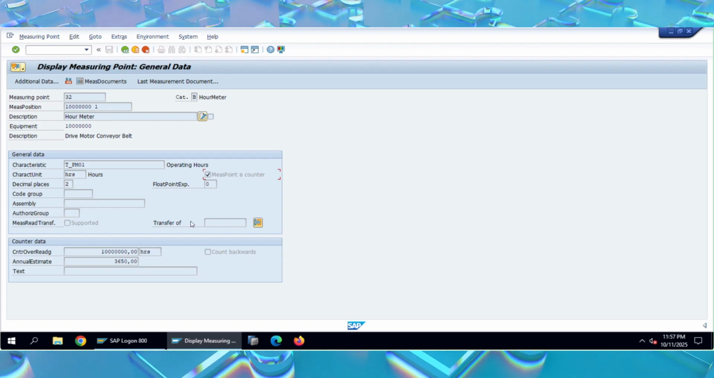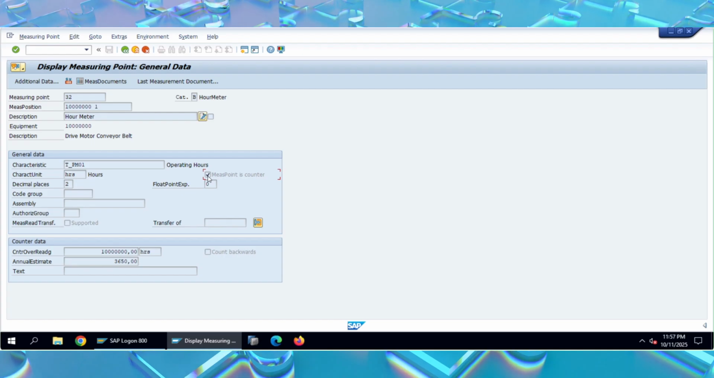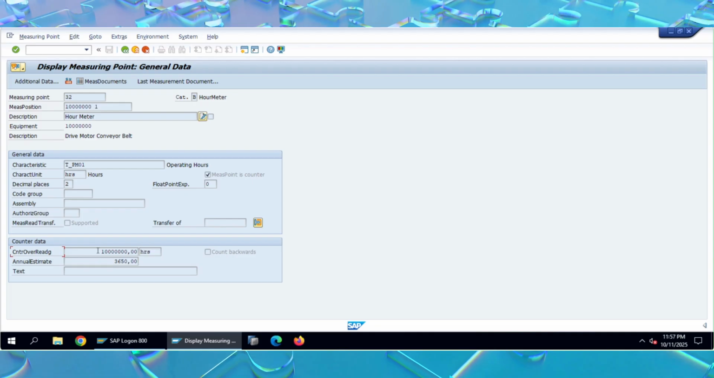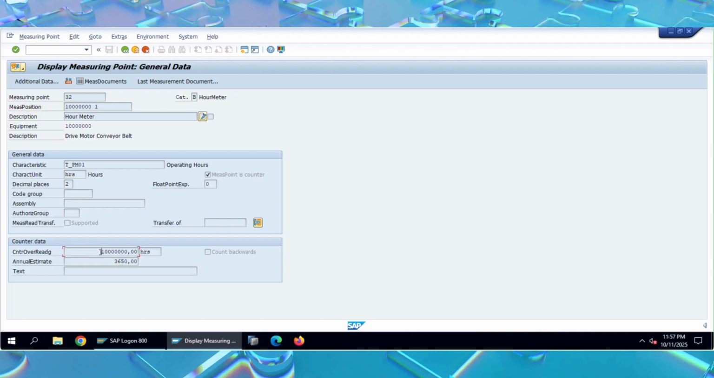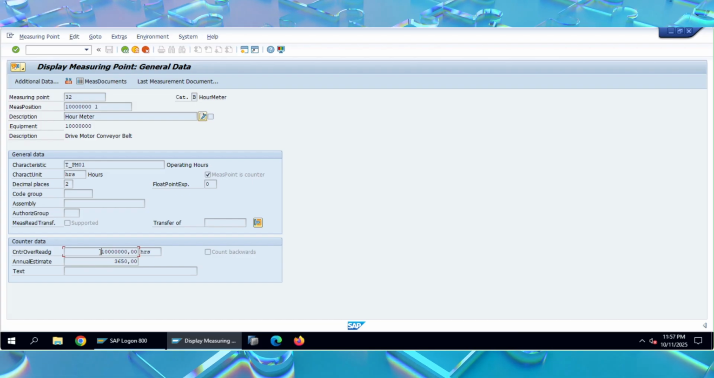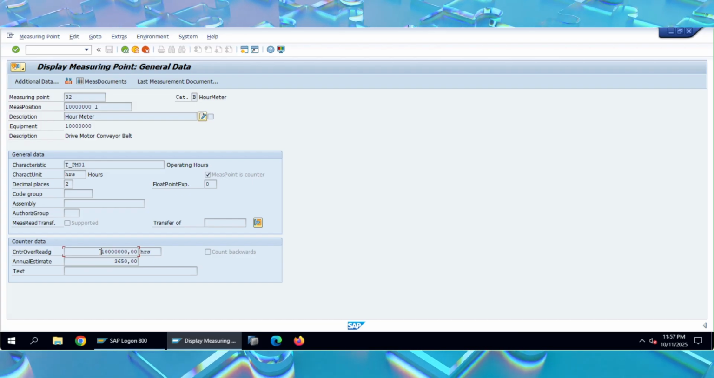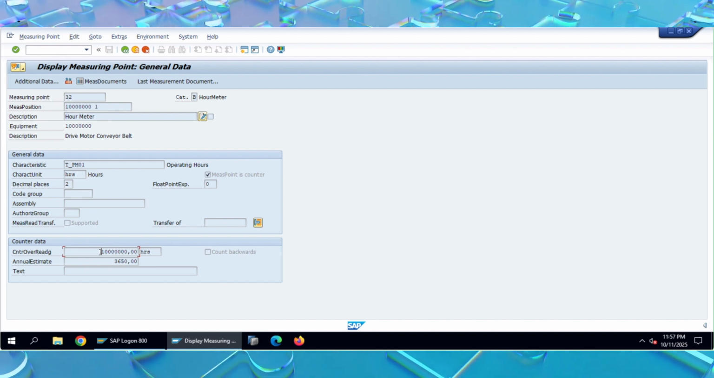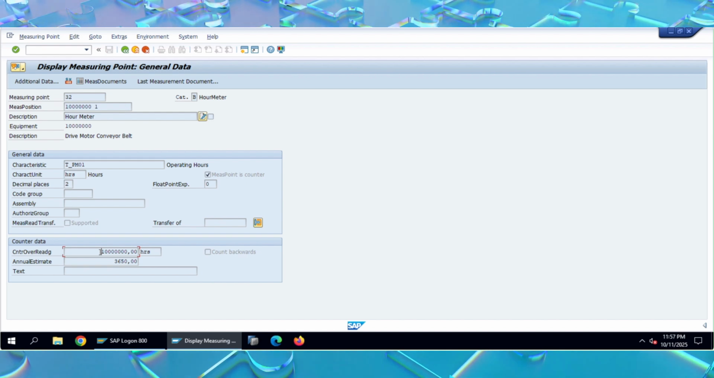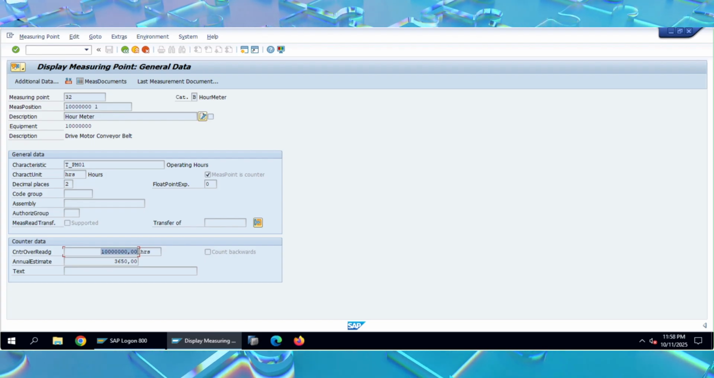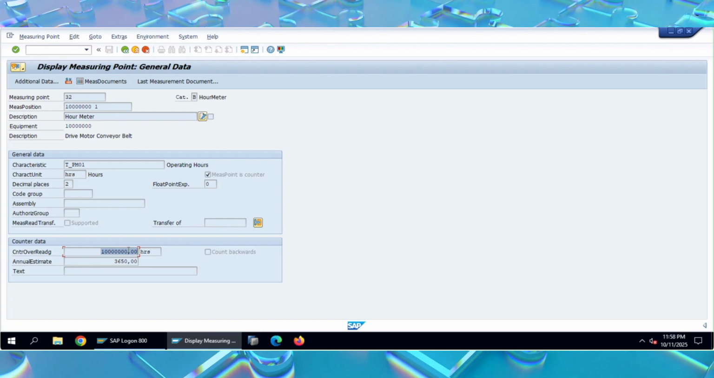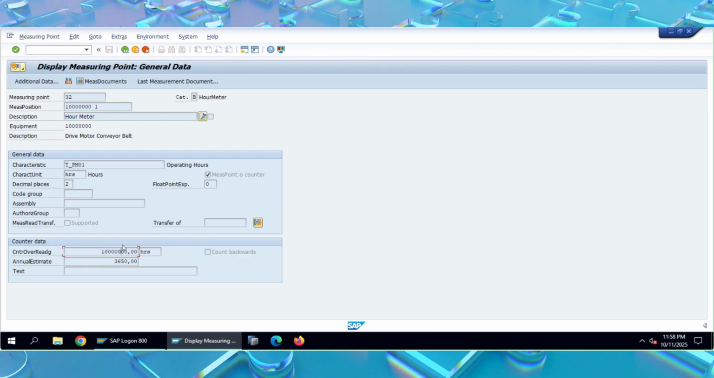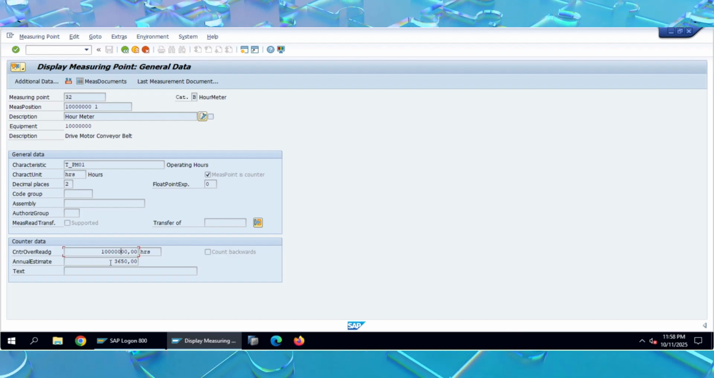Okay, and again now you can see here the moment you tick this counter, the fields will change over here. So counter overreading and annual estimate. Counter overreading, as I mentioned initially in this video only: suppose your car odometer has capacity to display only 5 digits. Okay, so 9999, and after that you have to reset. So this is something where you can put that. This is the maximum capacity, and after that you have to reset the meter. Okay, odometer.